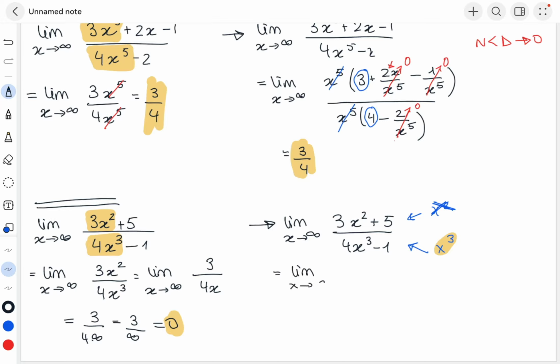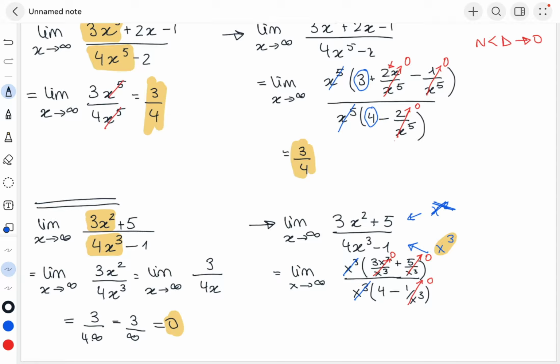Limit as x tends to infinity of, we take x cubed out. So we'll have 3x squared over x cubed plus 5 over x cubed. And we do the same thing for the denominator. We take x cubed as a common factor. We'll be left with 4 minus 1 over x cubed. And now, as we mentioned before, x squared over x cubed will go to 0. 5 over x cubed will go to 0. Negative 1 over x cubed will go to 0. And x cubed and x cubed will cancel out.